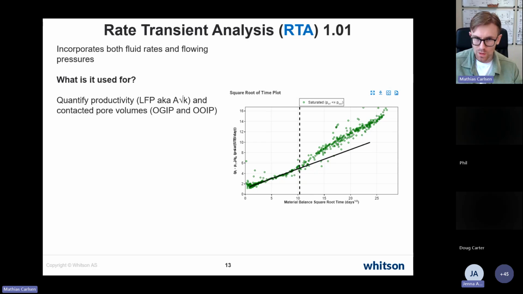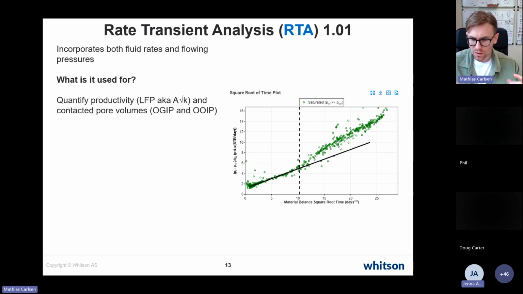And there are 2 different productivity terms that we like to talk about in the context of RTA. It's an early time productivity multiplier that many times people refer to as the A root K, also called the linear flow parameter or the so-called LFP. If this is the first time you hear any of those terms, that's fine. We're going to go through that many times today, so don't worry at all. And the second thing is the size of the tank, or what you call the contacted pore volume. Some people call it the stimulated rock.